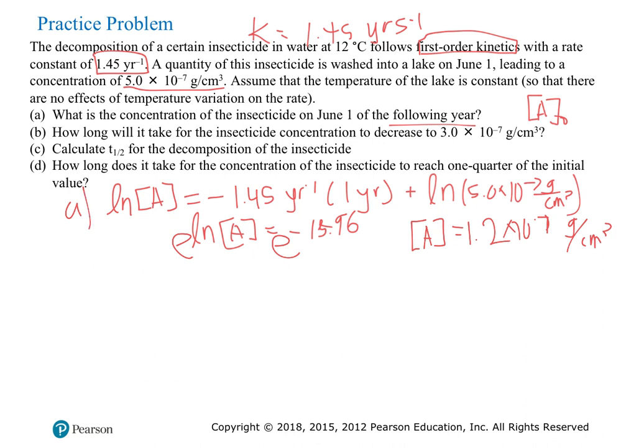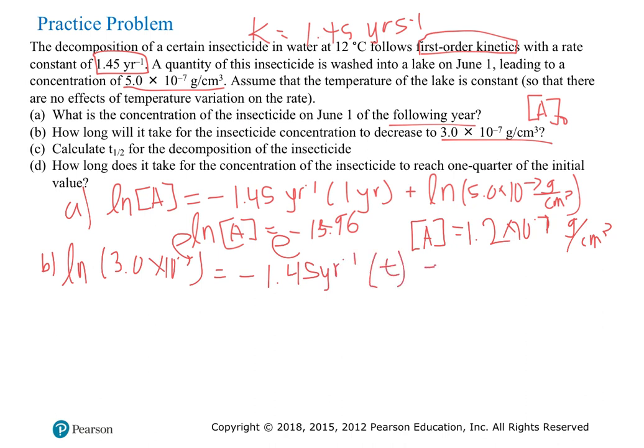So for B, it wants to know how long will it take for the insecticide concentration to decrease to 3 times 10 to the negative 7? So we want it to go from its initial concentration down to there. So now we're trying to find a time. Again, we're going to plug in, but now we want to know when it will be at 3.0 times 10 to the negative 7. And we're going to again do negative k, 1.45 inverse years, times the time we're trying to find, plus ln of 5.0 times 10 to the negative 7 grams per centimeter cubed.